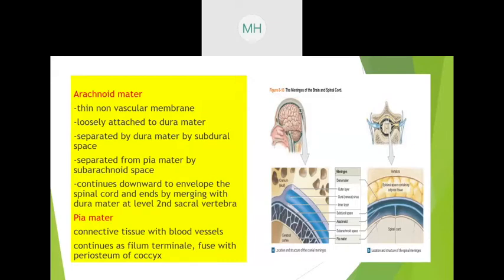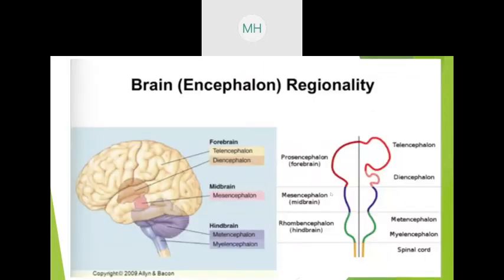So from the outside, the outermost layer is dura mater, then followed by subdural space, then arachnoid mater, subarachnoid space, and pia mater. Now we're moving to brain regionality.